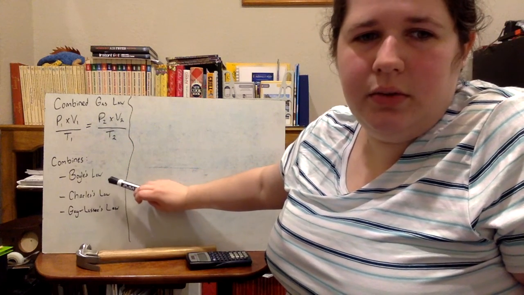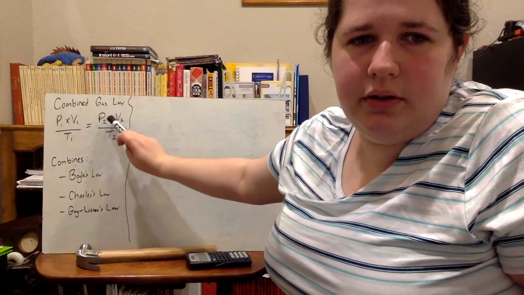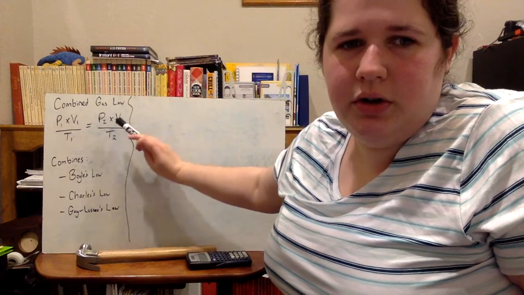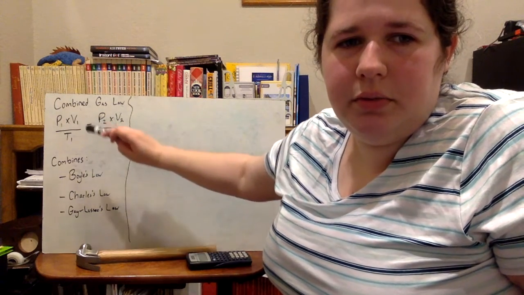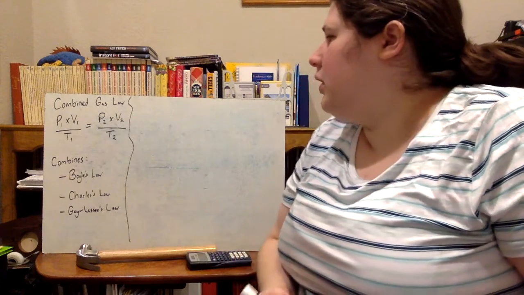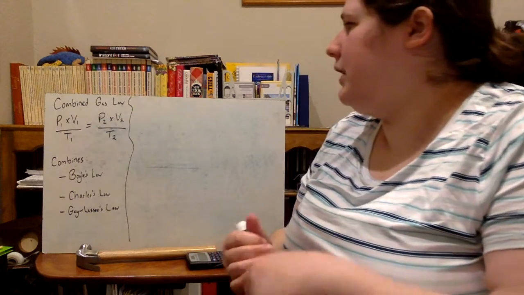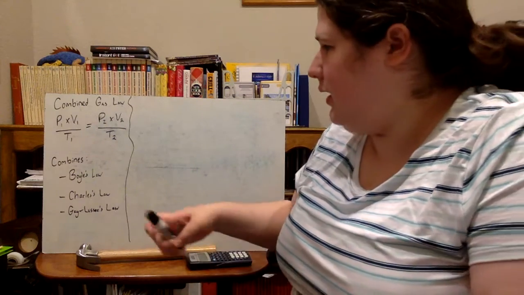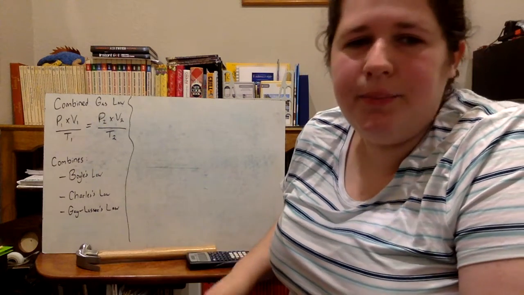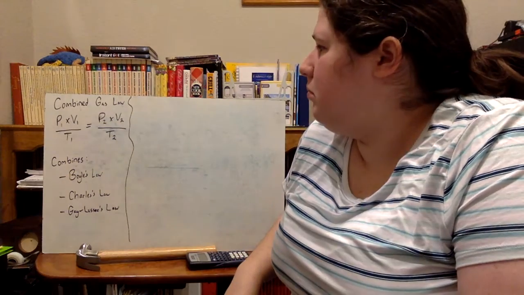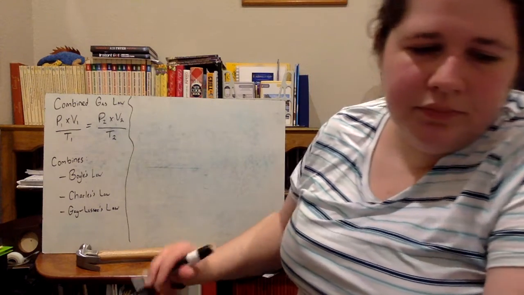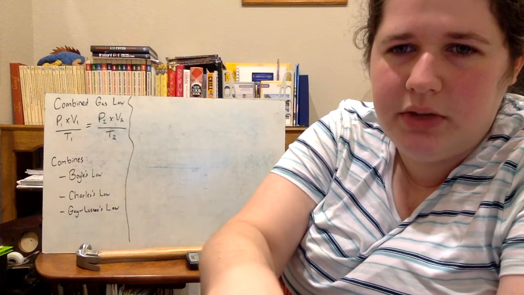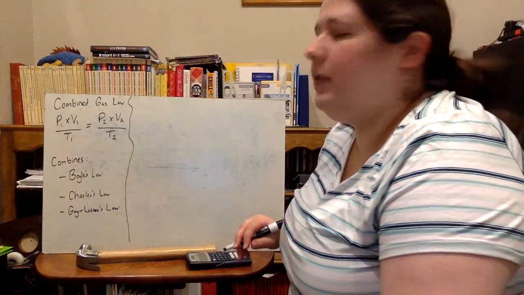Boyle's law, which relates to pressure and volume. That's the top part. Charles's law, which is volume and temperature. And then Gay-Lussac's law, which is pressure and temperature. So whenever we're looking at the combined gas law, basically it's solved the same way as Charles's and Gay-Lussac's law, except you have one extra variable thrown in. So let's take a look at some problems related to the combined gas law.